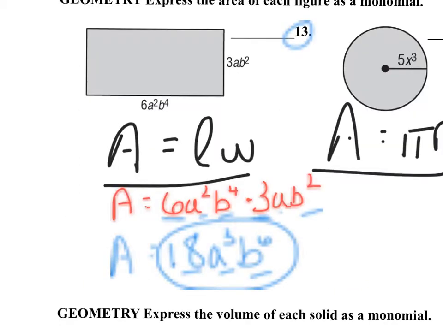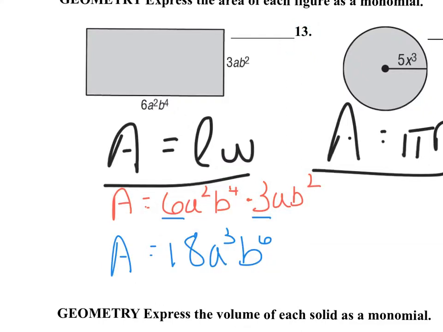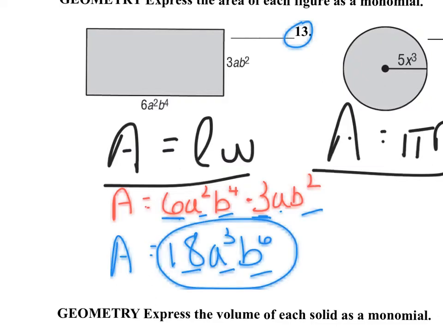You should have substituted in 6a squared b to the fourth for the length and 3ab squared for the width. Now pause the video and combine the variables and the coefficients and simplify the area into one monomial. You should have combined the 6 and the 3 to make 18. 2 a's and one more a is a to the third, b to the fourth and b squared is b to the sixth. The answer for number 13 is 18a cubed b to the sixth.